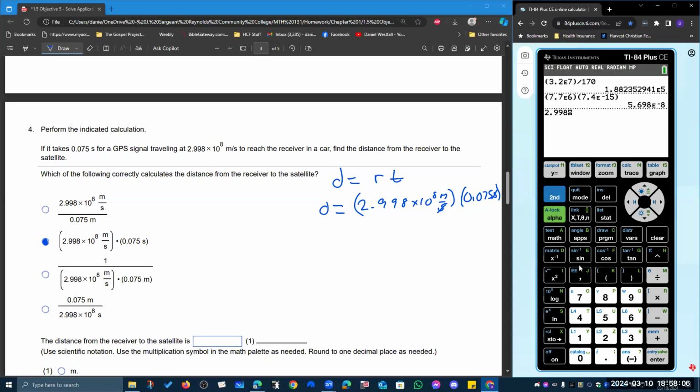That's going to be this operation right here: 2.998 second EE 8 times 0.075 is going to be, and then rounded to 1 decimal place, 2.2 times 10 to the 7th. And this is going to be in meters because we are solving for the distance.